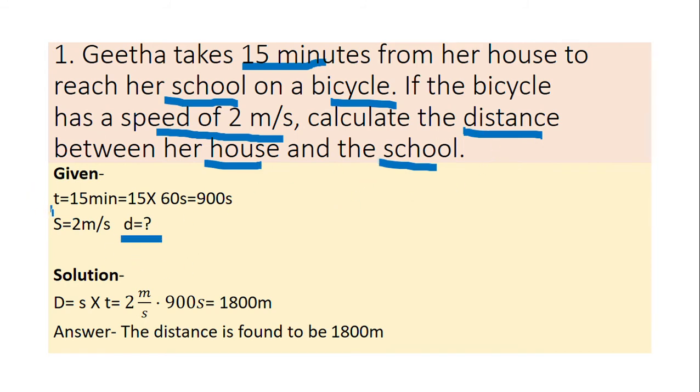So time is 15 minutes and speed is given as 2 meters per second. What you have to understand is that speed is given in meters per second, whereas time is given in 15 minutes. So you have to first convert that into seconds. We know that 1 minute is 60 seconds. So just multiply to find out the number of seconds in 15 minutes. Just multiply 15 into 60. Since 1 minute is 60 seconds, 15 minutes will have 15 into 60 seconds, which gives you the answer 900. 15 into 60 is 900 seconds.